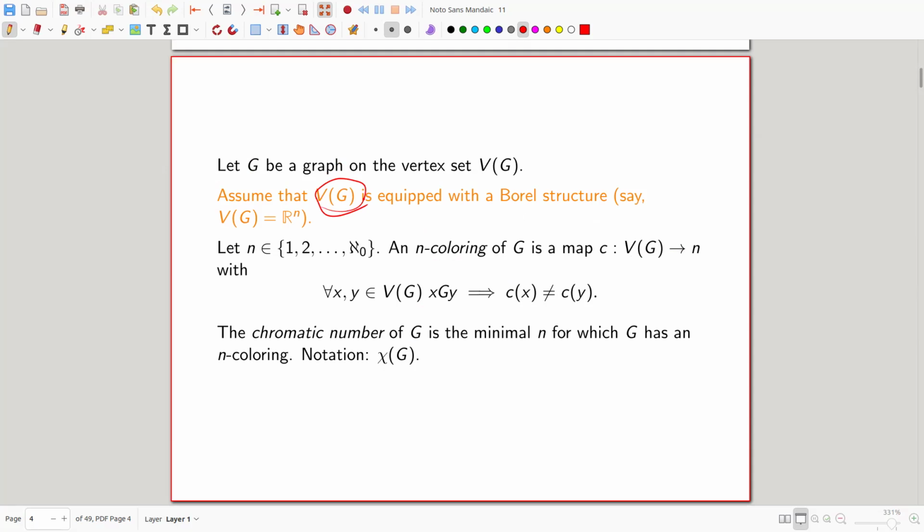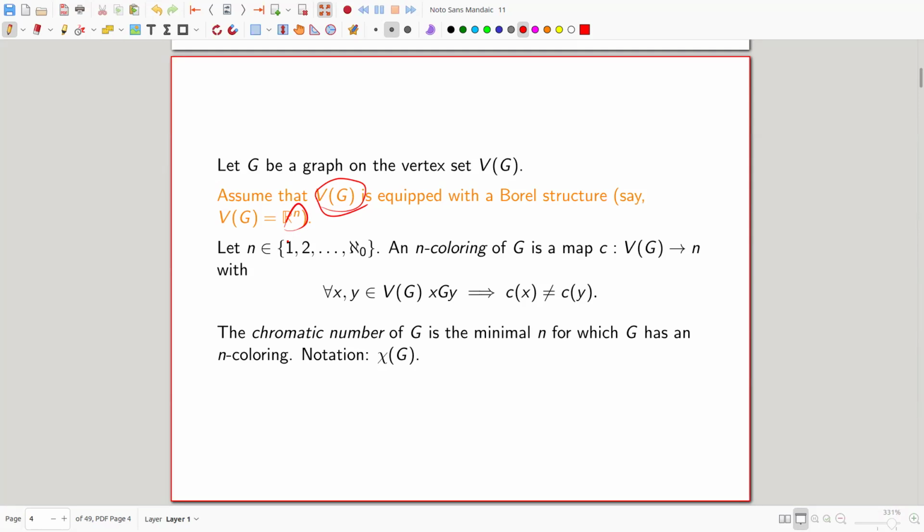If you don't like Borel sets, or topological spaces in general, just think about Euclidean space, where there are Borel sets. If you don't like Borel sets, then it's probably not a good sign for this talk, but otherwise it's going to be okay.